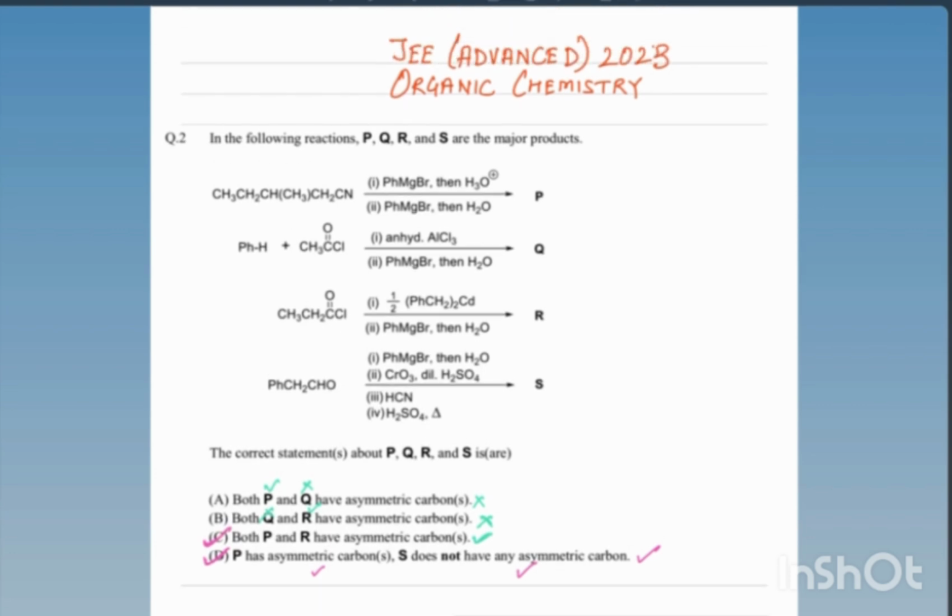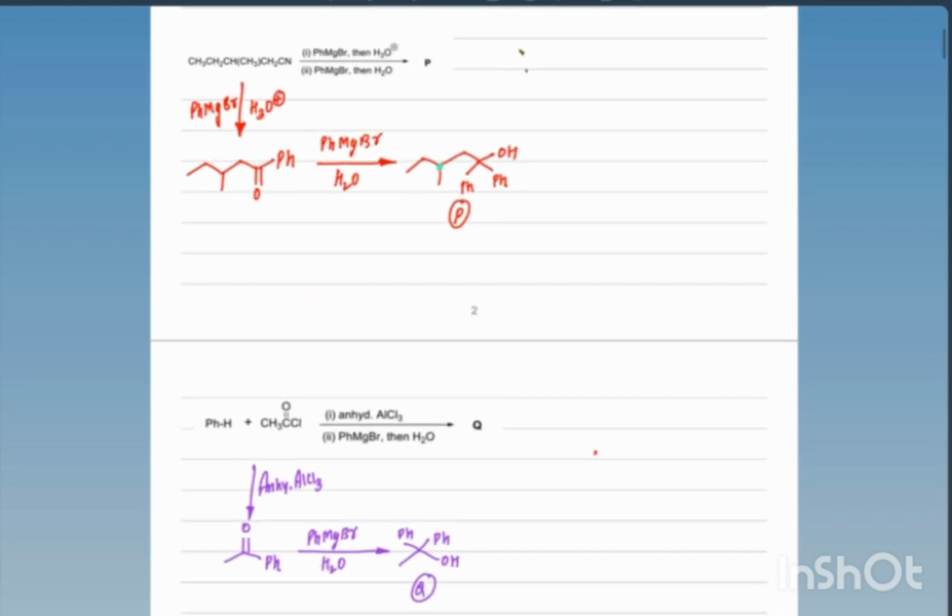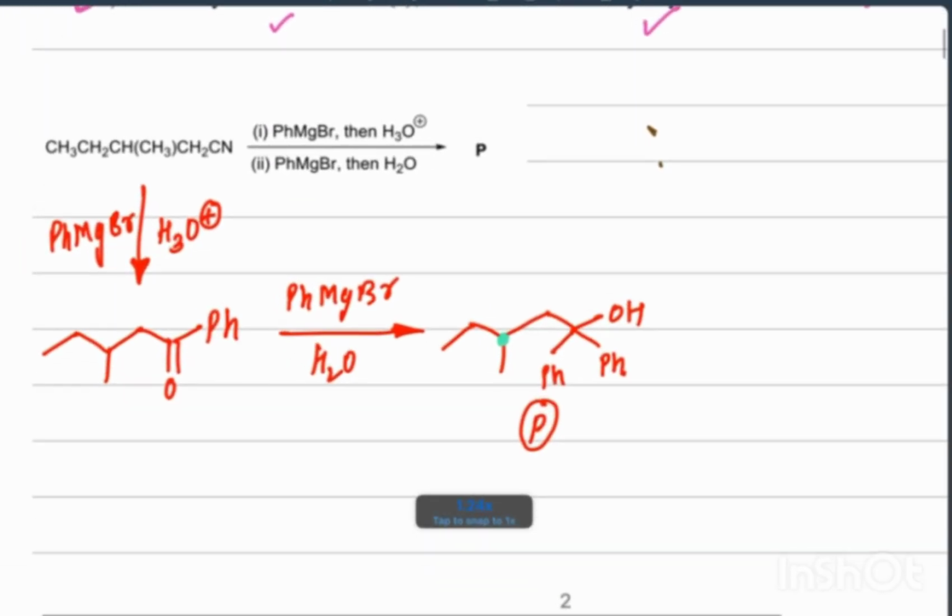After evaluating P, Q, R, S, we can answer which options are correct. Let us start the first option, P. So how to do this reaction? First, the PhMgBr, which is a Grignard reagent, when it reacts with this, it will react with the cyanide and it will give this type of ketone.